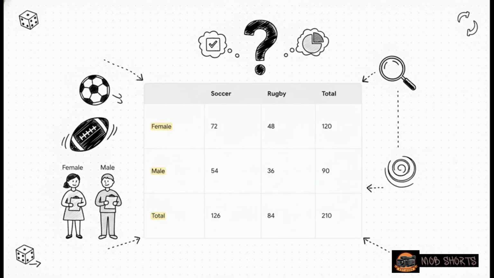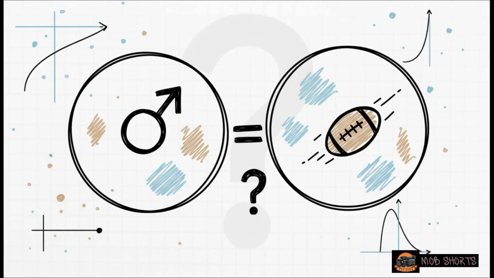A contingency table takes all that data and sorts it into this perfect little grid. Everything is broken down, everything has a total. What was just a list of answers is now clean, organized, and ready to analyze. And because it's so organized, we can now ask a really interesting question. Is there a connection here? In this specific group, does being male make you more or less likely to prefer rugby? Or are the two things totally unrelated, completely independent?